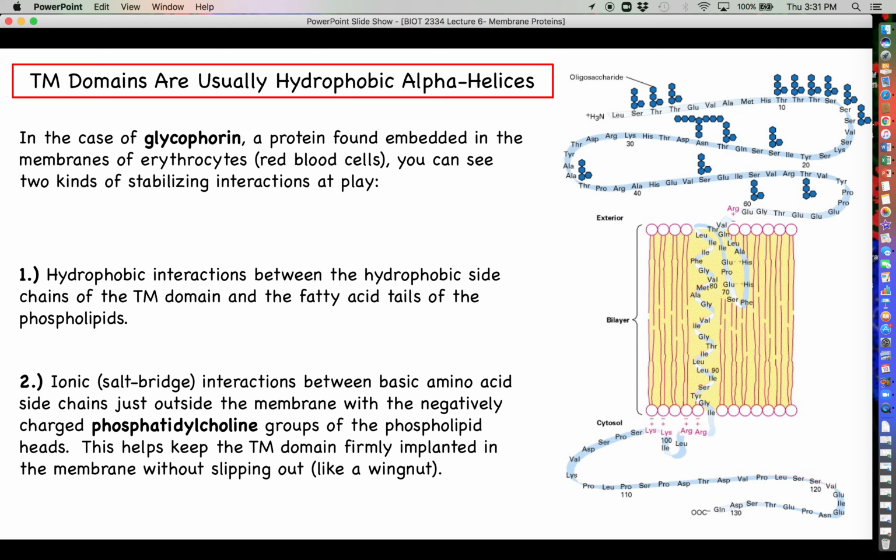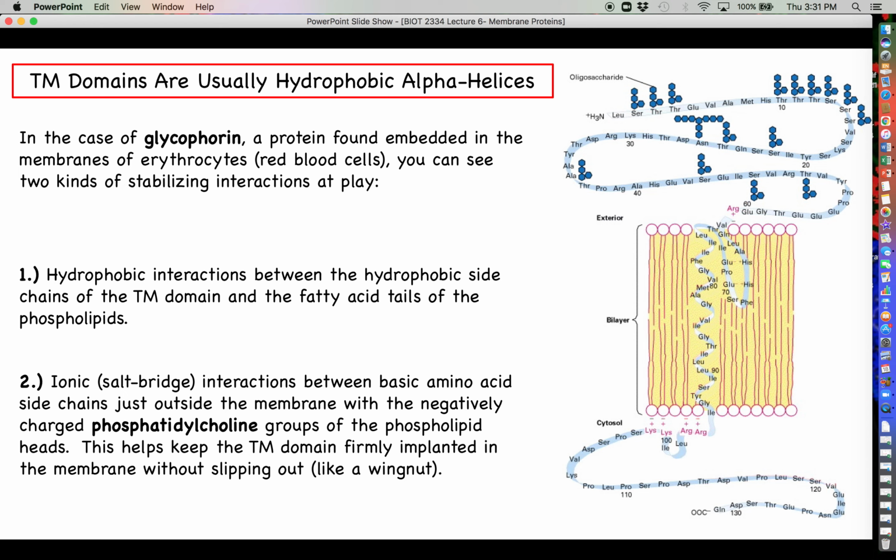So what is actually happening here is that these positively charged side chains that are just outside the membrane can interact with the negatively charged phosphate group that makes up the polar head of each phospholipid. So what this actually does for us is it holds the transmembrane domain in place.